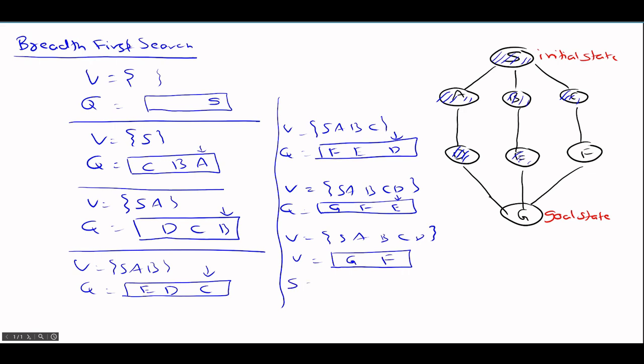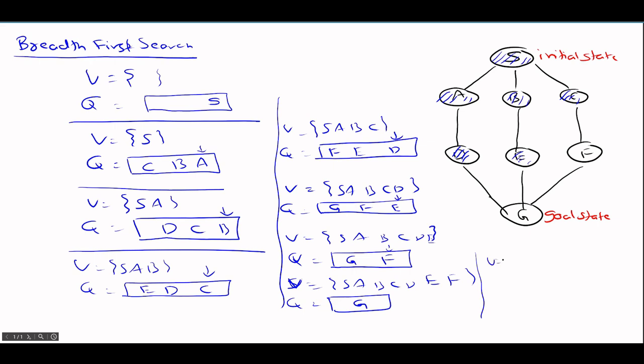Now we also visit S, A, B, C, D, and then we visit E and F. I forgot to mention E here. E and F, and then in our queue we only have an element G that is left to be dequeued.